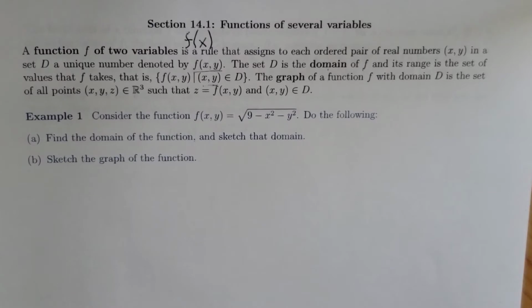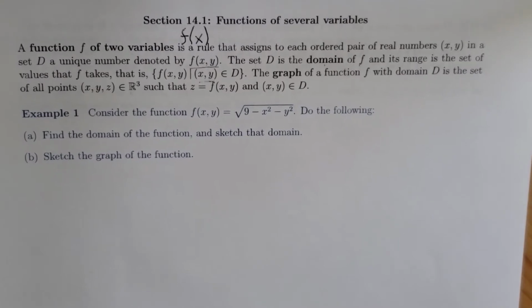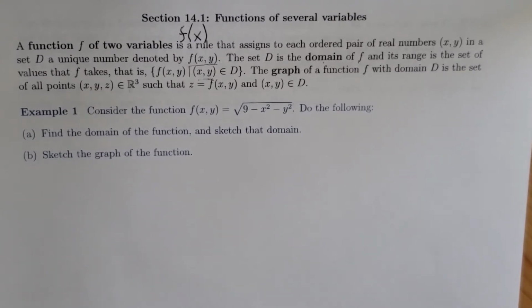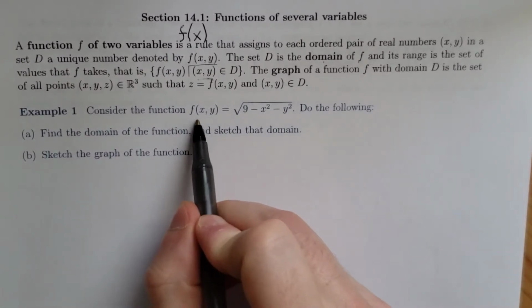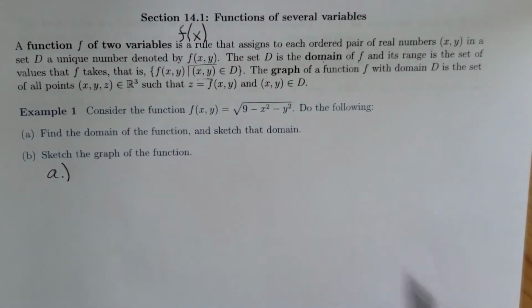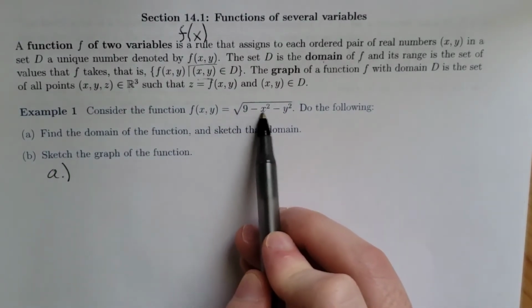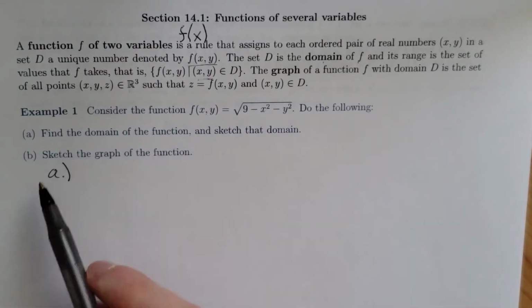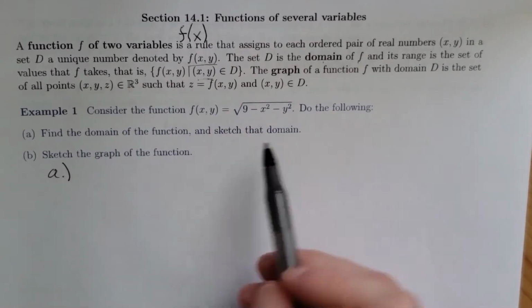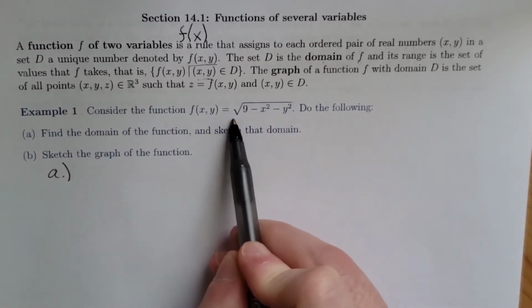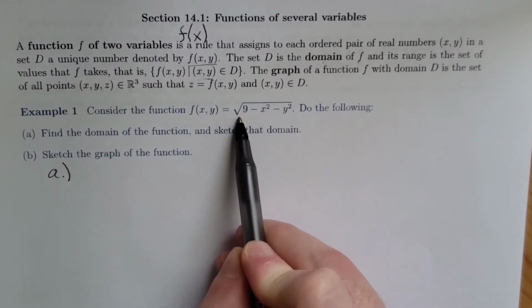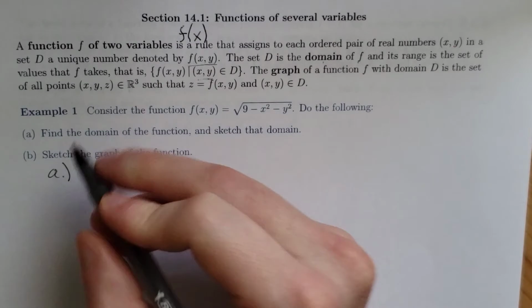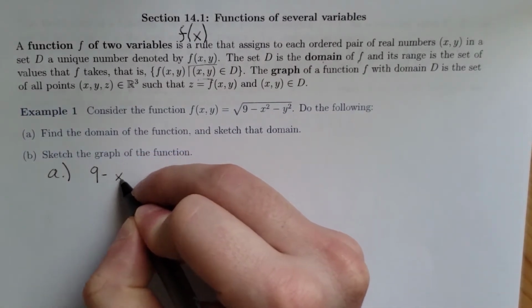So let's try to determine what the domain is of a function of two variables and sketch that graph. Let's consider the function f of x, y equals the square root of 9 minus x squared minus y squared. First thing we want to do is find the domain of the function and sketch that domain. If we're looking for the domain, what do we need? Well, we know that the inside of a square root has to be equal to or greater than 0. We can't have any negatives.